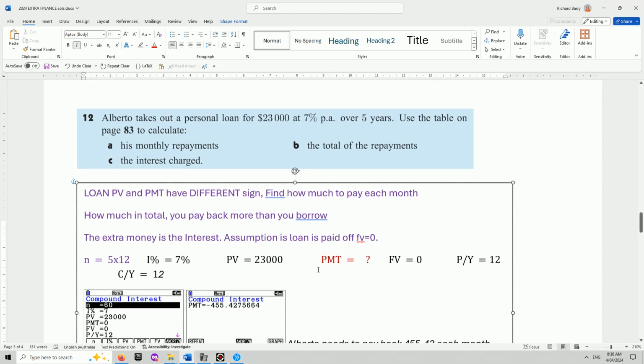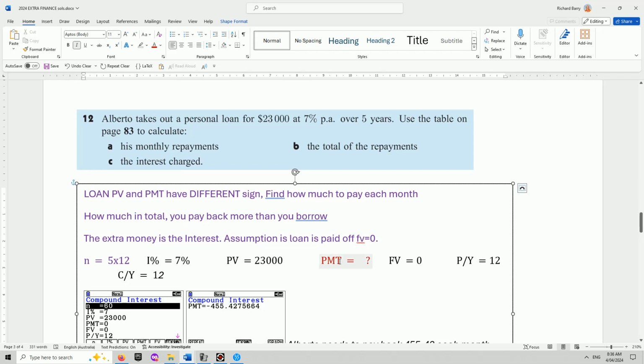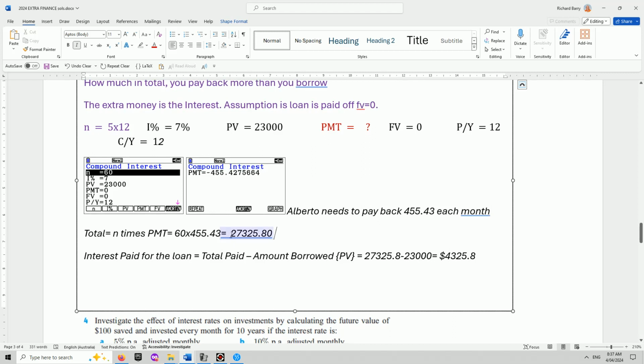English is hard. Right, so we've done the 3 parts. We've found the repayment using the calculator, and the other 2 calculations are just normal understanding of what's going on.